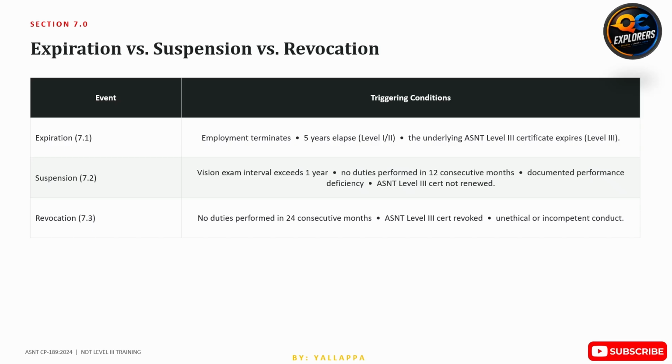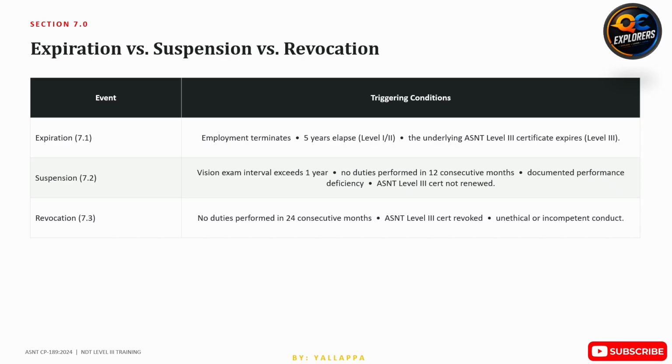Now let's move to the second category, suspension. Suspension is different because it is normally temporary. During suspension, the individual is not authorized to perform certified NDT duties until the condition causing the suspension has been corrected. The slide lists several situations that can lead to suspension. The first involves vision examinations. CP-189 requires annual vision verification.